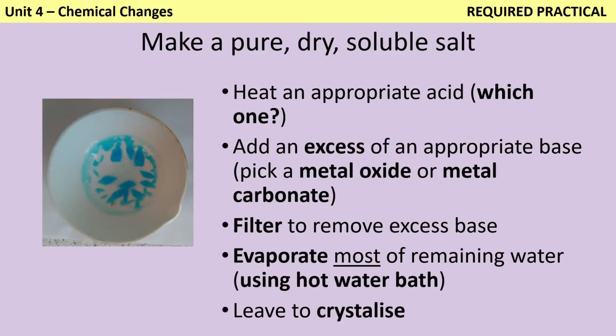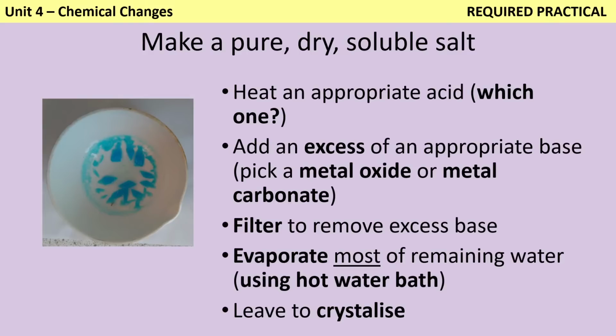Then you're going to heat up that acid, and that's going to speed up the rate of reaction. And then you're going to add an excess of a base. So that base needs to contain the metal that is sort of the first name of your salt. Like if you're making copper sulfate, you would use copper oxide or copper carbonate. You wouldn't use, I don't know, magnesium oxide. They might specify in the question, oh, you have to use a metal oxide, but if they don't, you can use either one. I always use the carbonate because that way you get lots of nice bubbles and it's just a bit more interesting to look at, but you can use either.